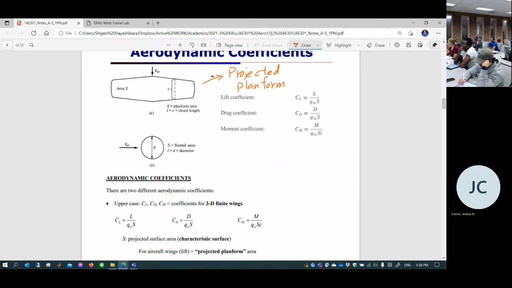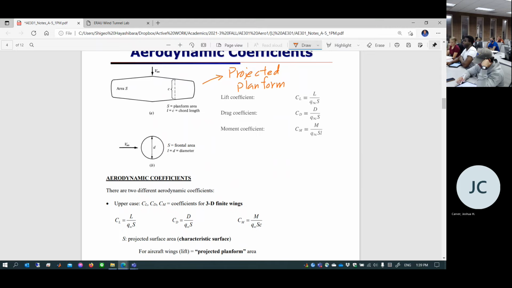Imagine you drop your airplane to the ground, take a bird's eye view, and look at how much area of your wing you can see. This is called projected planform area. So you're going to use this S, projected planform area, for all of those. In other words, CL, CD, CM. S means, if it's an airplane wing, planform.